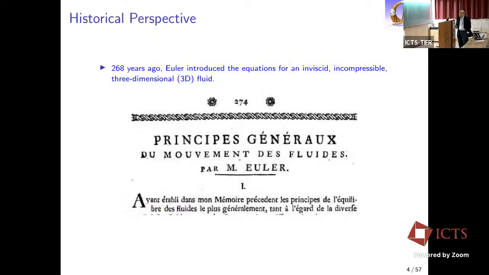So about 268 years ago, Euler wrote down the equations for an inviscid, incompressible three-dimensional fluid. Here's the celebrated paper, and it was written in French. If you want an English translation, Uriel produced a very nice one 15 years ago.